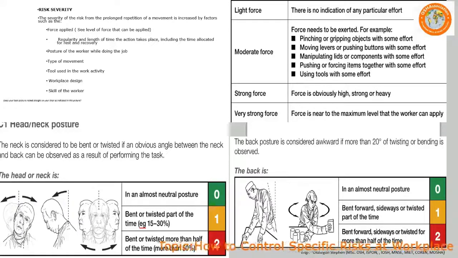Now, strong efforts: force is obviously high, strong or heavy. When you know that you are applying a very strong force to a thing, you are already at amber. Very strong force is when force is near the maximum level that the worker can apply. You can hardly do the thing, you are about calling for help, and you are still doing it. Then you are already risking your life. You're already putting some risk there.